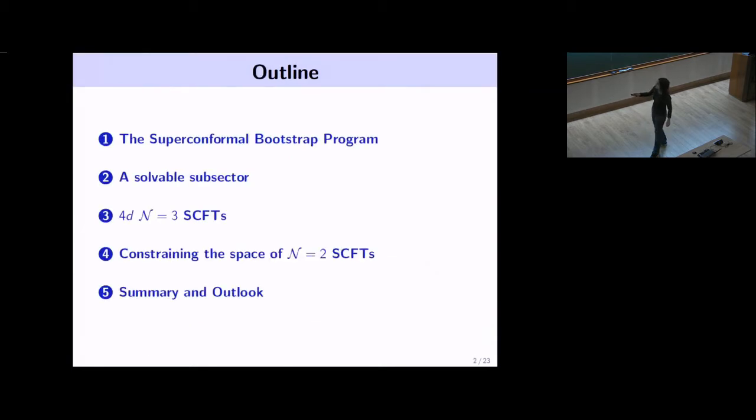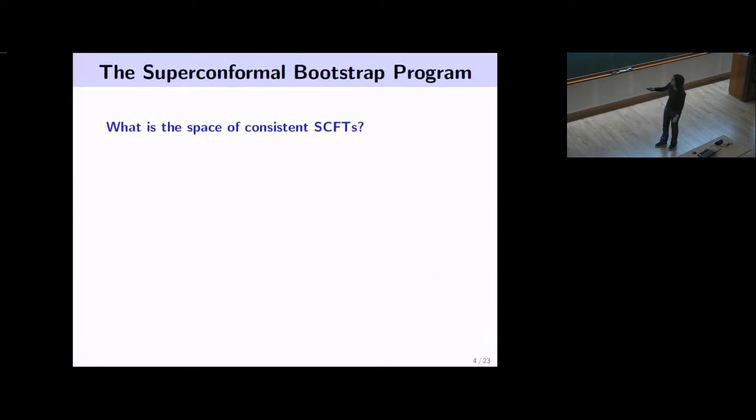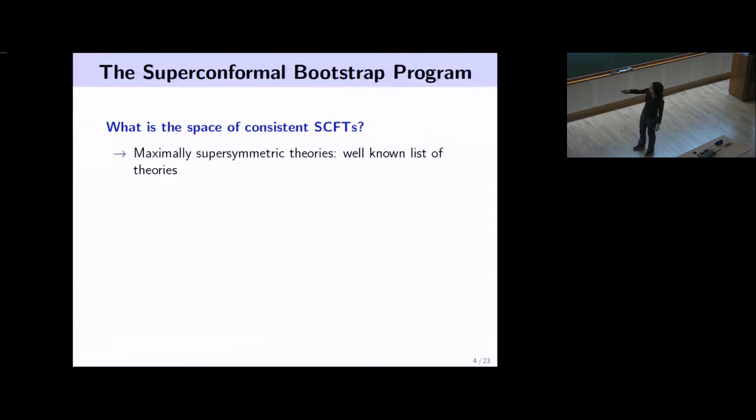Let me get started. By now, you know what we are after. The first question we really want to ask is: what is the space of consistent superconformal field theories? Let me restrict to four dimensions. I've already said that if you restrict to maximal supersymmetry, then you believe you have the complete catalog of theories: N=4 super Yang-Mills is all there is.